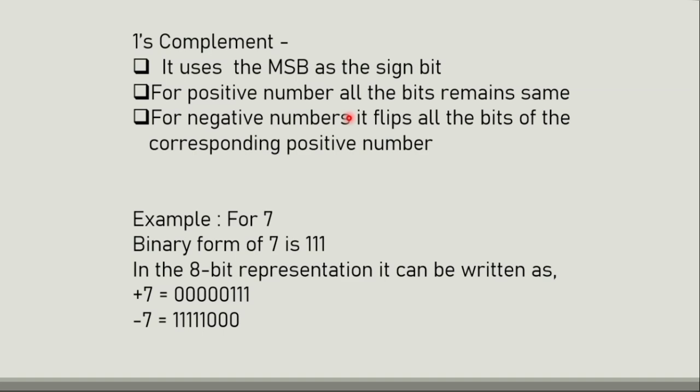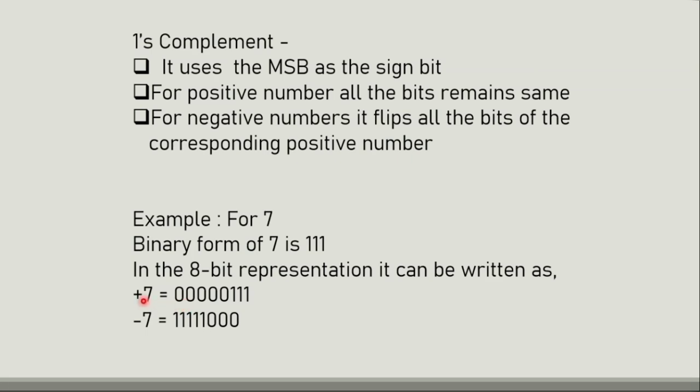Now we will see this with the help of an example, that is for positive 7. What is the binary form of 7? That is 111. Now, how will we represent it as an 8-bit representation? For positive 7, we will write 111 as it is, followed by 4 zeros. We will get a 7-bit number, okay. And for the MSB place, we will give 0. Why 0? Because the number is positive.